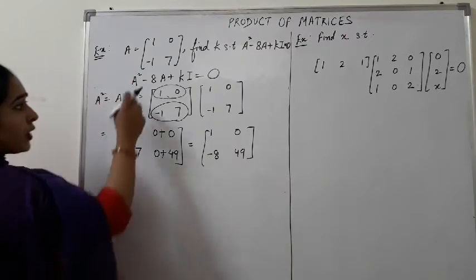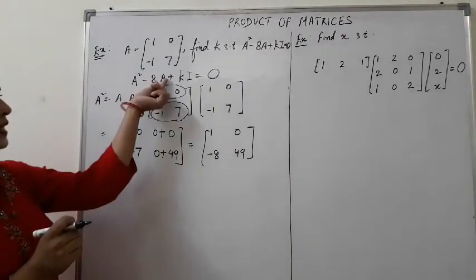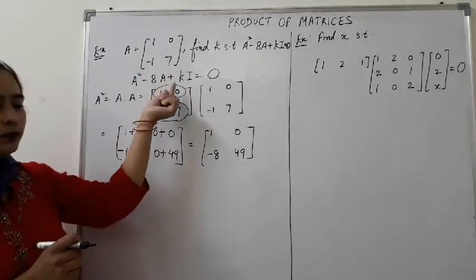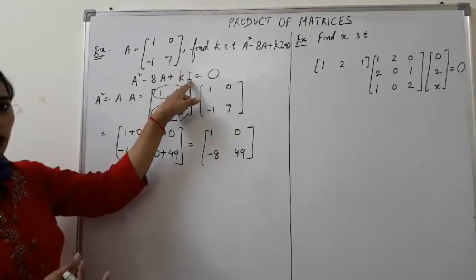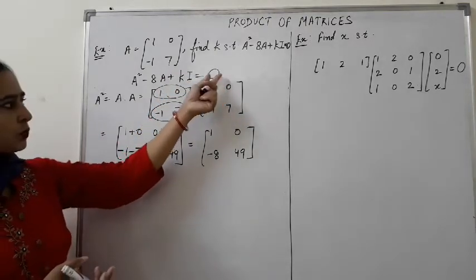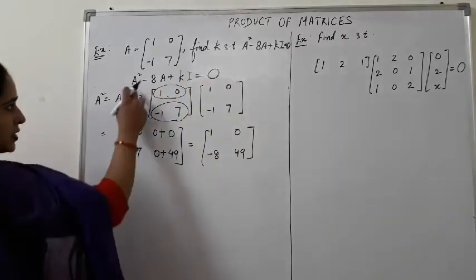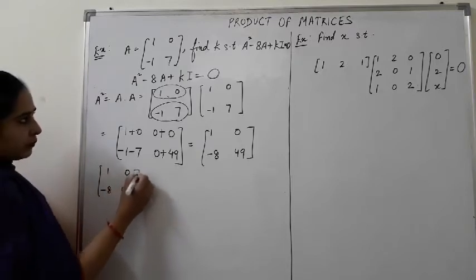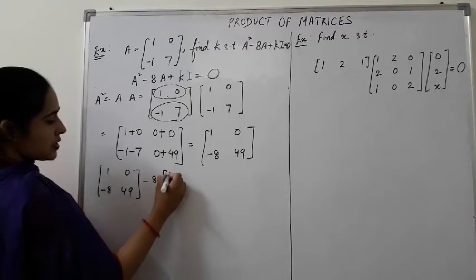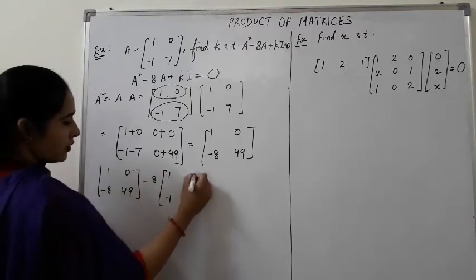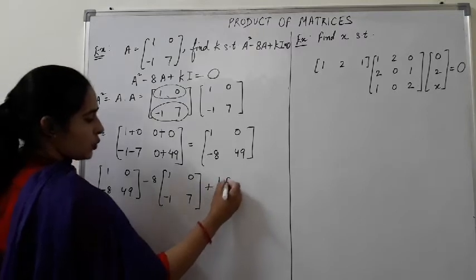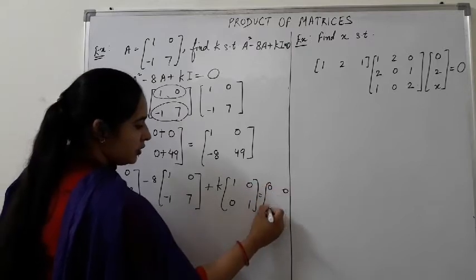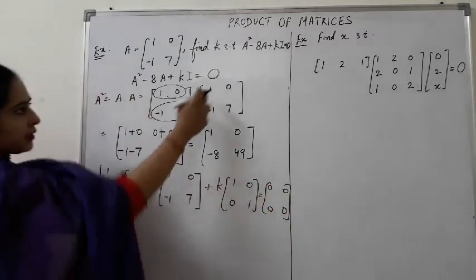This is your answer of A square. Now what we need is A. We are given matrix A. Then there is unknown k, we have to find k. Then the identity need not be found. This is the 0 matrix. So put the values of all these here. A square is 1, 0, minus 8, 49. Minus 8, matrix A is 1, 0, minus 1, 7. Plus k into identity. This is the identity matrix. And this is the 0 matrix, or you can say null matrix.